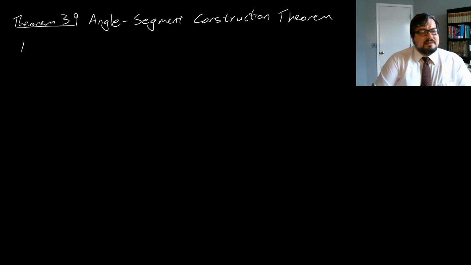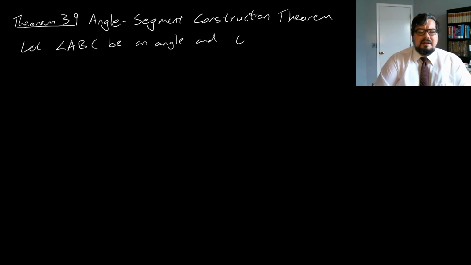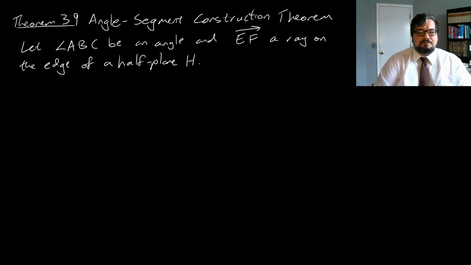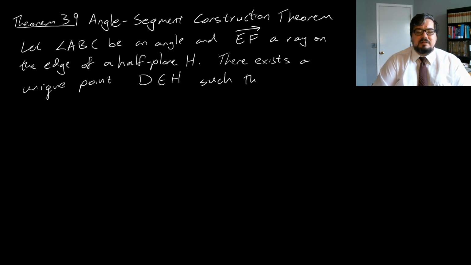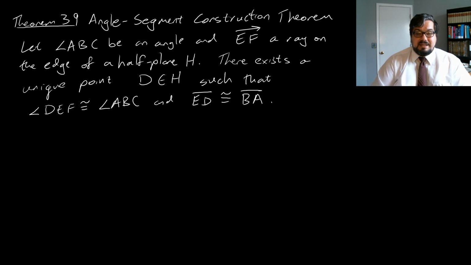Theorem 39 says, let angle ABC be an angle and EF a ray on the edge of a half plane H. There exists a unique point D in H such that two things happen, such that the angle DEF is congruent to the angle ABC, and the segment ED is congruent to the segment BA.